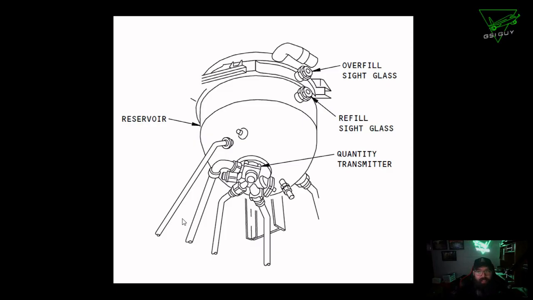Now, let's say you're a pilot. I don't know exactly who's going to be watching the video. But if you're a pilot and you walk around, you're not sticking your head up there to find where this is. You need a ladder to get to it.